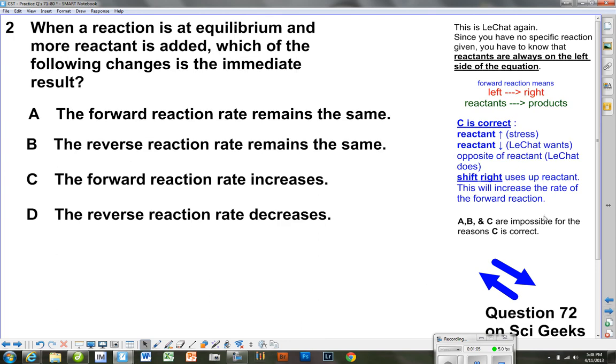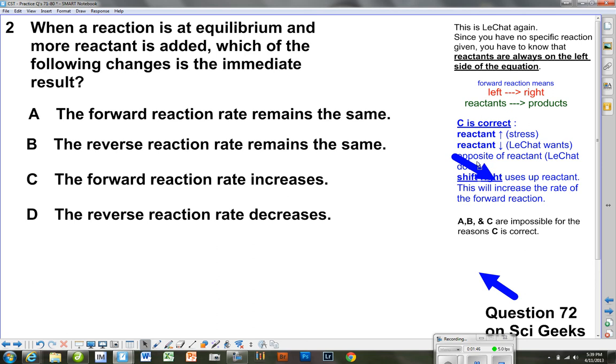Let's go to number 72. In 72, C is the correct answer. Since you have no specific reaction given, you have to know that the reactants are always on the left side of the equation. So the forward reaction means from left to right, and reactants become products. So when reactants are up, that's the stress. Reactants down, that's what Le Chatelier wants. He does the opposite of the stress, no matter what it is. In other words, he moves to the side opposite of the reactant.